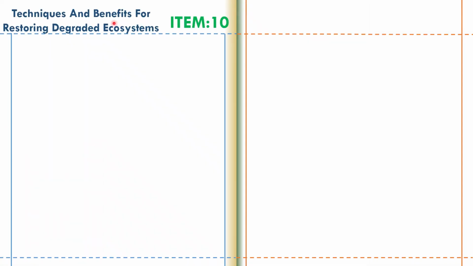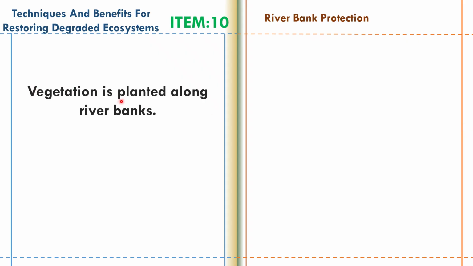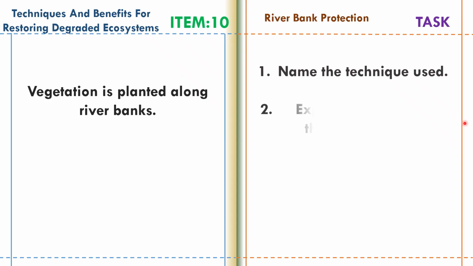Techniques and benefits for restoring degraded ecosystems. Item 10. Let's look at riverbank protection. Vegetation is planted along river banks. Task. Name the technique used. Explain how it restores the ecosystem.